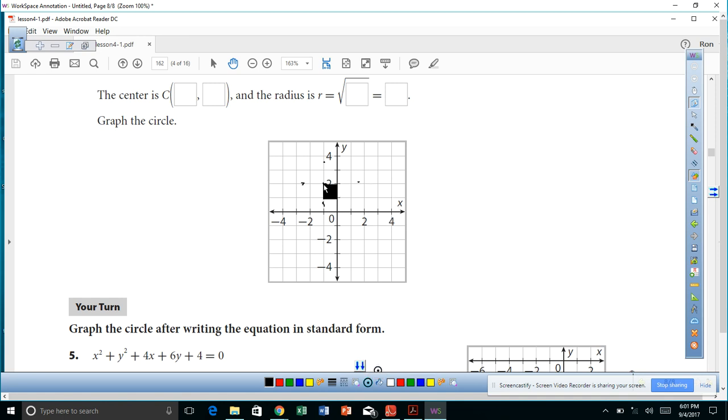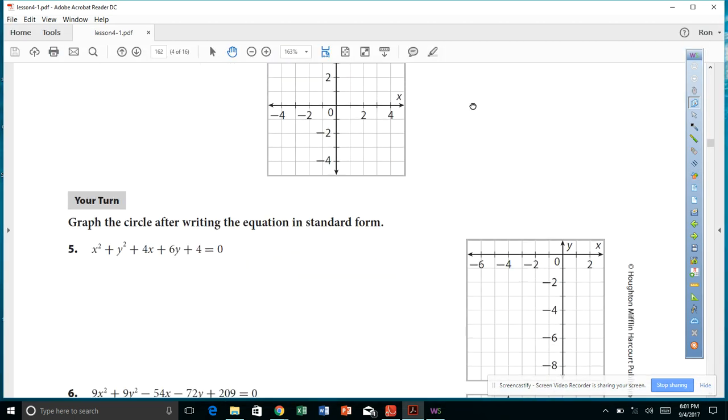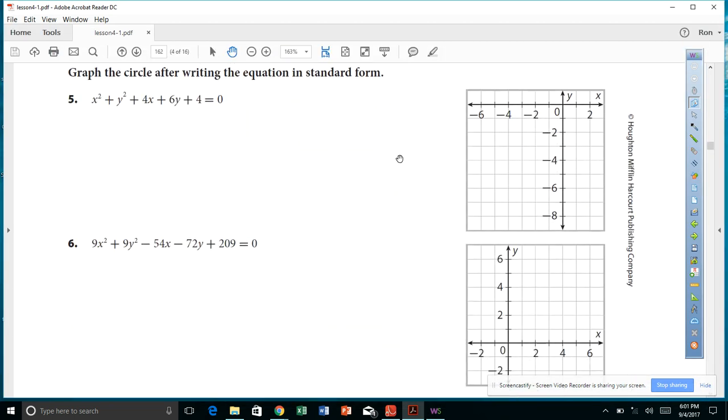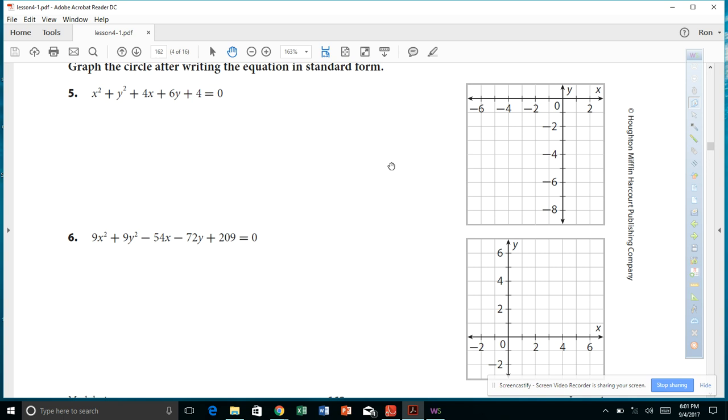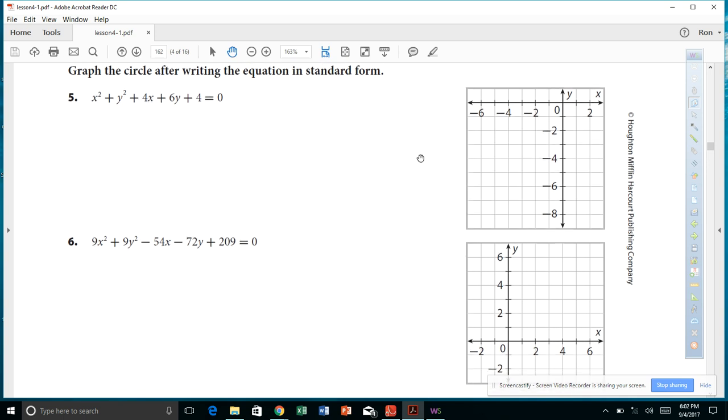So let's start right here. And there we go. All right, there we go. Good deal. Got a couple extra ones in there. That's all right. Graph the circle after writing the equation in standard form.